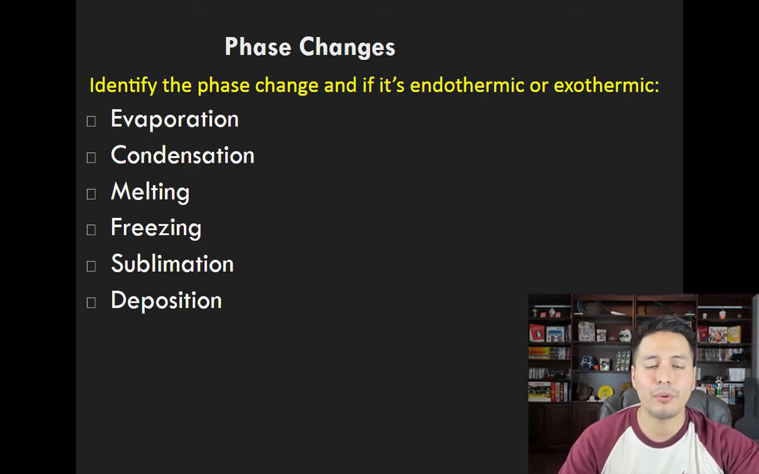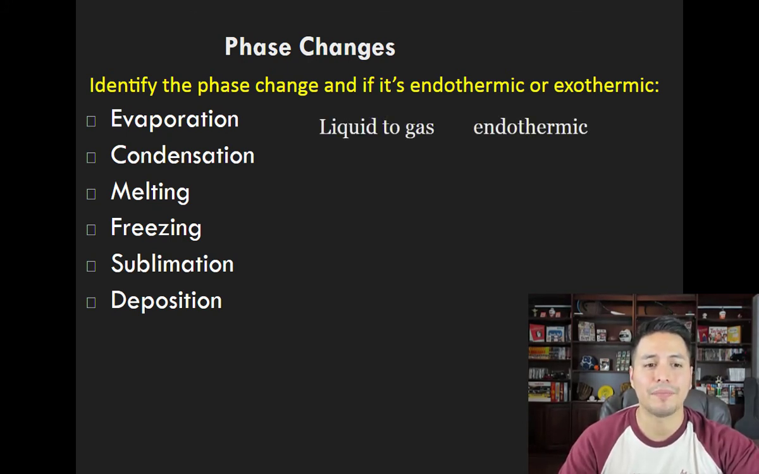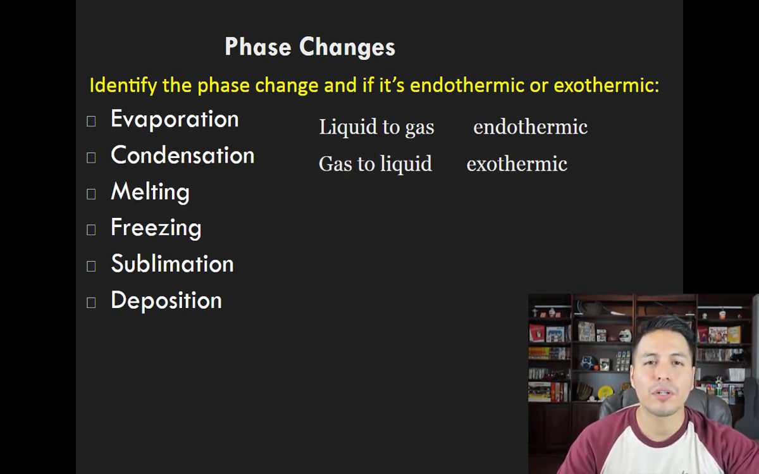Therefore, this is an example of an endothermic reaction. Next, we have condensation. In condensation, what we're really doing is turning a gas to a liquid. And in order to do this, this must be an exothermic reaction. So we're getting it colder.